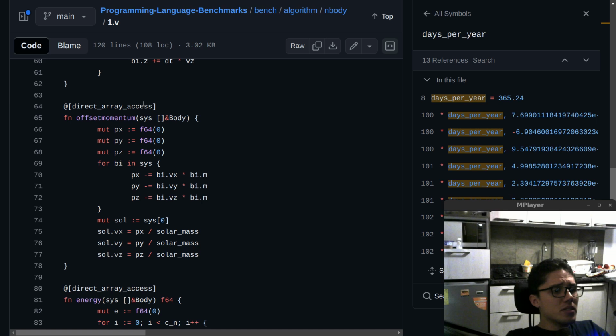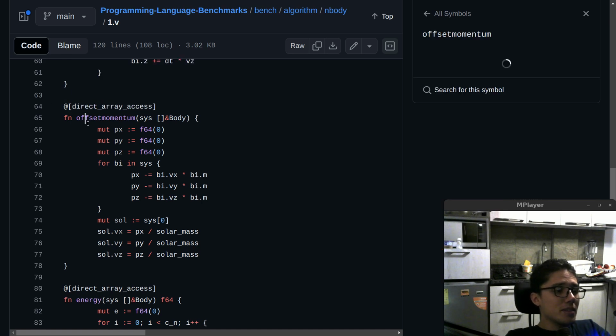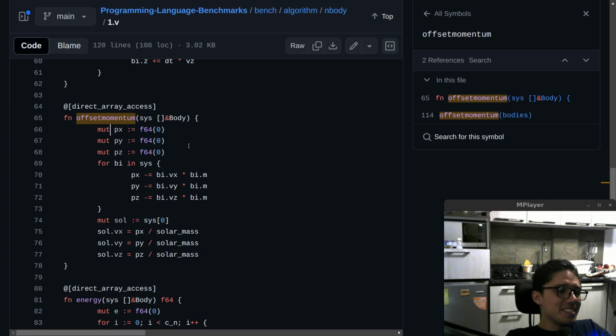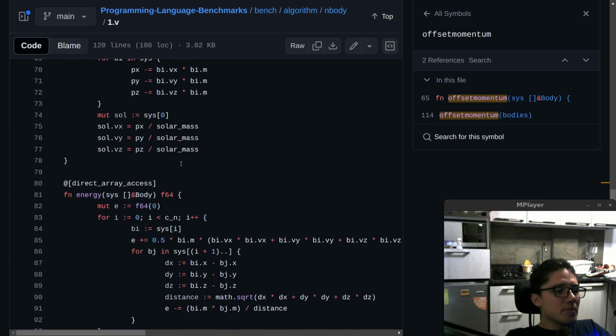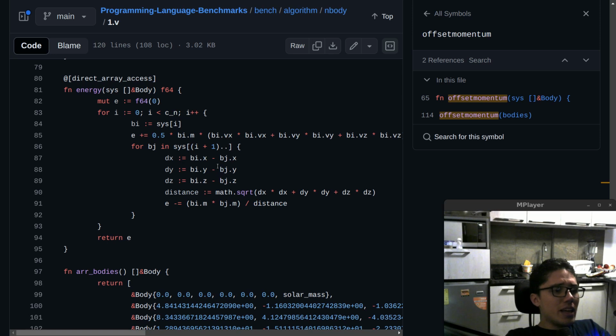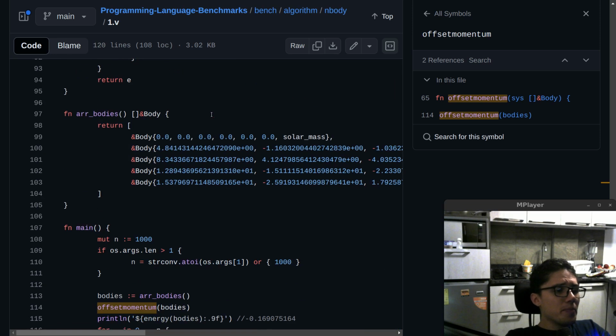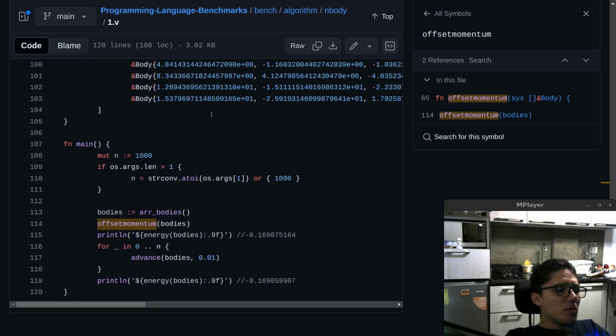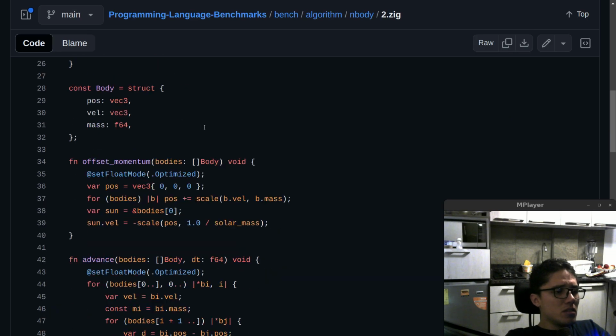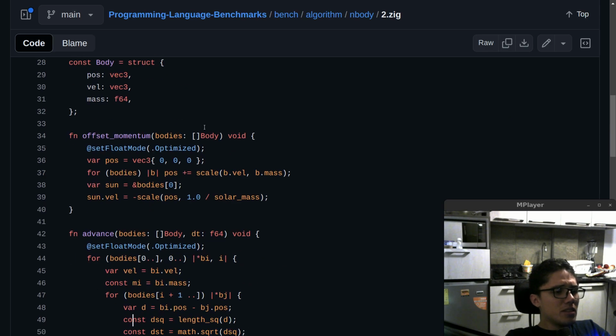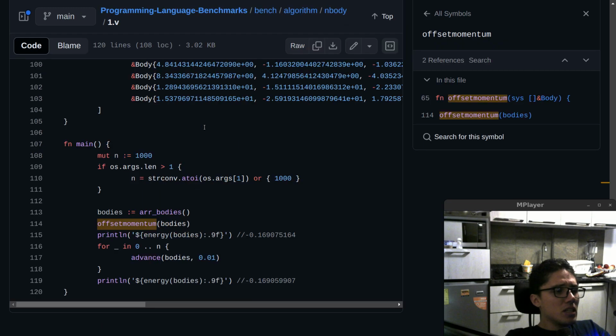Direct array access. I don't even know what this means. I guess like direct array access, right? So yes, I like this. This is fine as well. I like both C and B. Okay. As you can see right here, they're not that different.